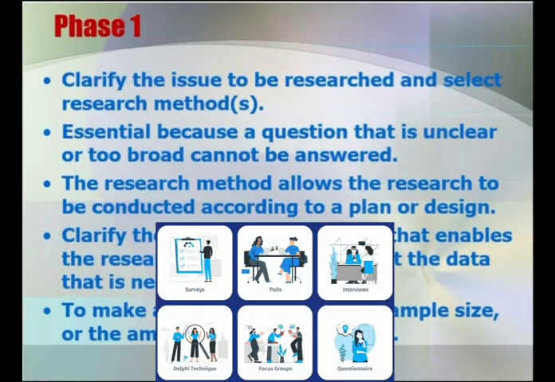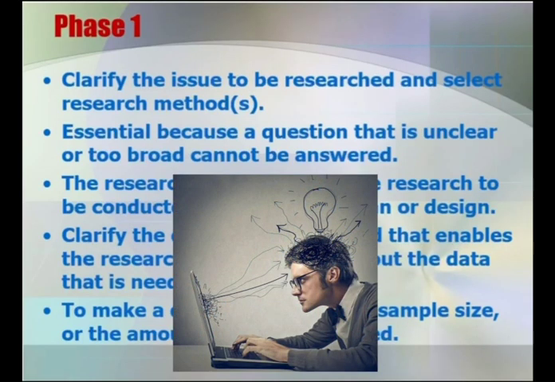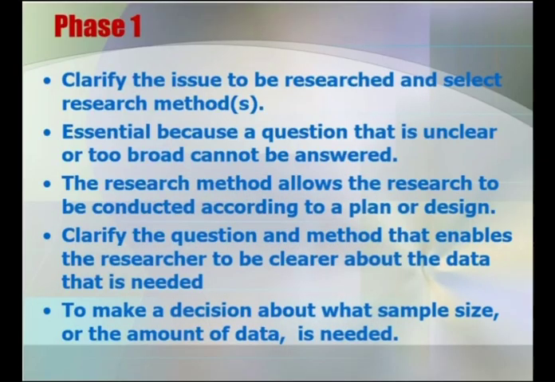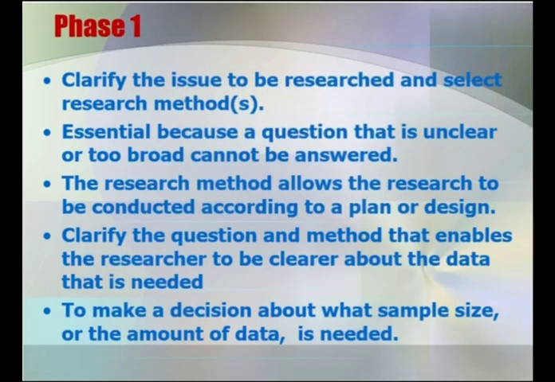Phase 1 is the starting stage of research. In this phase, we clarify the issue that needs to be researched. We also select suitable research methods. This phase is very important because unclear or broad questions cannot be answered properly. The research method helps to follow a proper plan or design. This phase also helps to understand what type of data is needed. It also helps to decide the sample size or amount of data required.